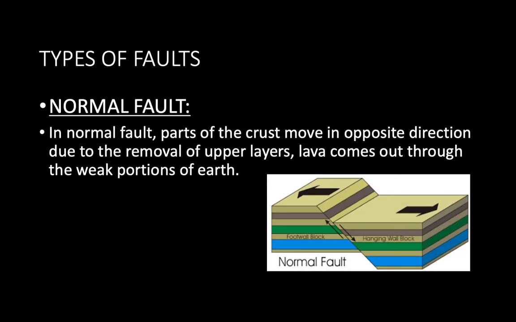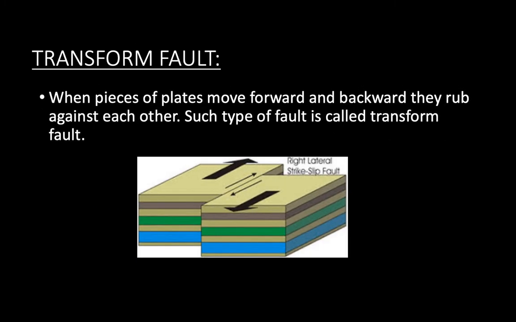Types of faults. Normal faults. In a normal fault, parts of the crust move in opposite directions. Due to the removal of the upper layer, lava comes out through the weak portions of earth. Transform faults. When pieces of plates move forward and backward, they rub against each other. Such type of fault is called a transform fault. In this fault, no part of earth moves up and down.